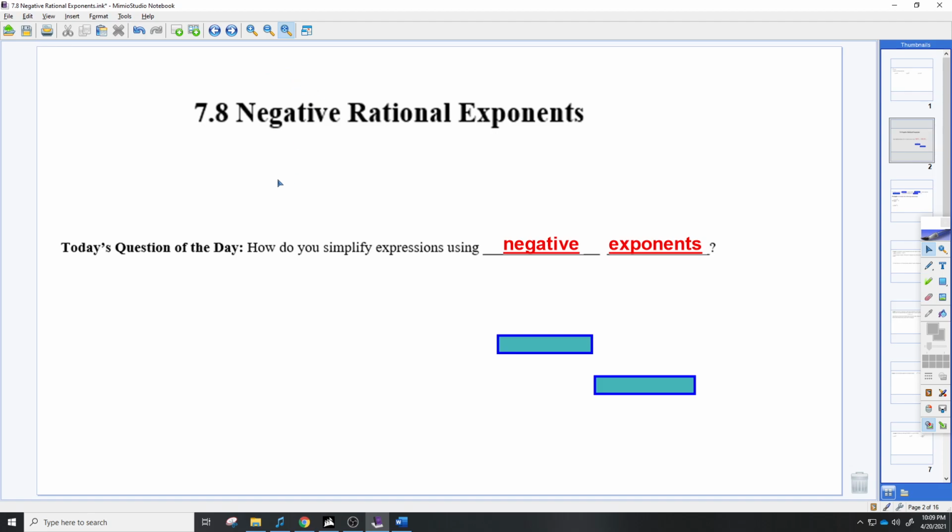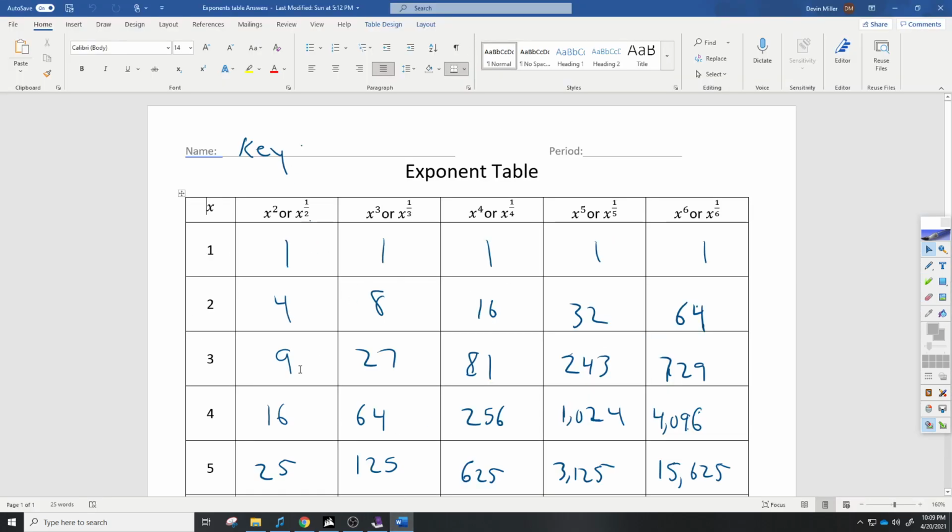And also, don't forget to have your table handy. We're going to be referencing this at some point. So make sure you have the exponent table.